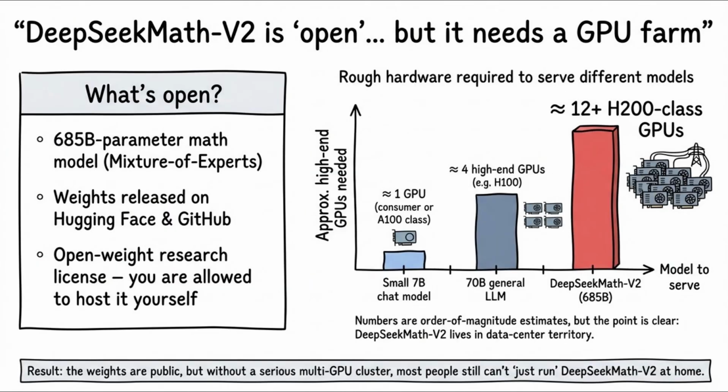Now, technically, DeepSeek Math-V2 is open. You can go to Hugging Face right now and download the weights. But here is the real bottleneck. This is a massive mixture of experts beast with 685 billion parameters. To actually run this thing at full precision, you would need a cluster of at least 12 H200 GPUs. So unless you have a corporate data center in your garage, running this locally is impossible for most of us.